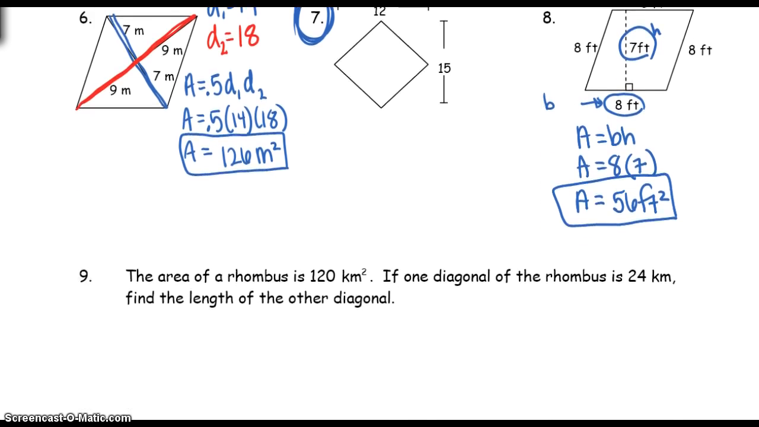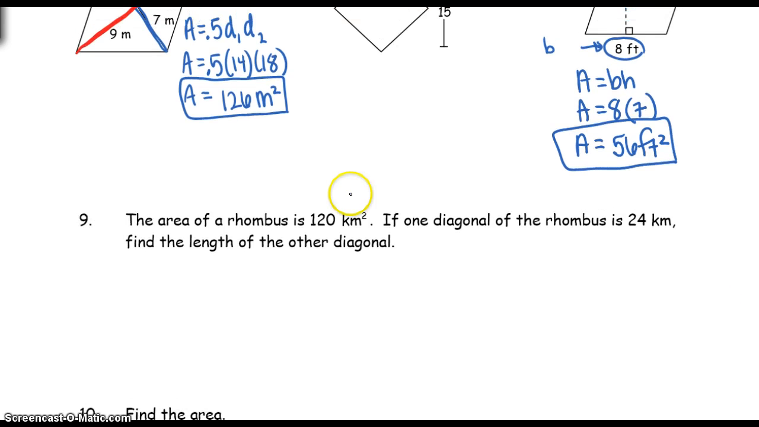Let's go on to number 9. The area of a rhombus is 120 kilometers squared. So I'm going to label that A. If one diagonal of the rhombus is 24, since that's one diagonal, I'm going to label it diagonal 1. Find the length of the other diagonal.